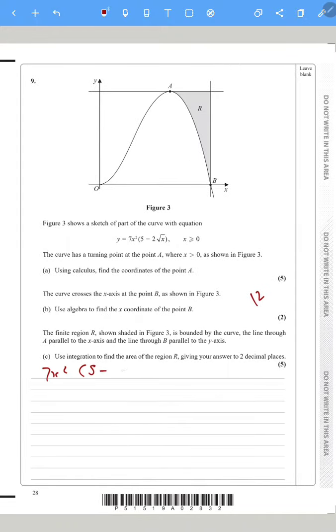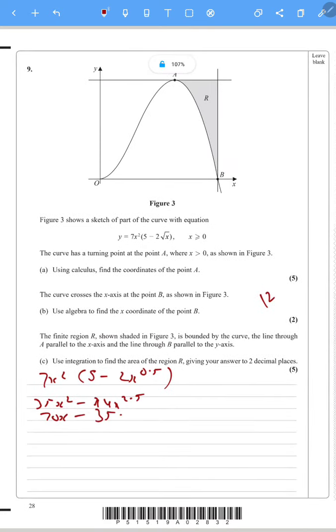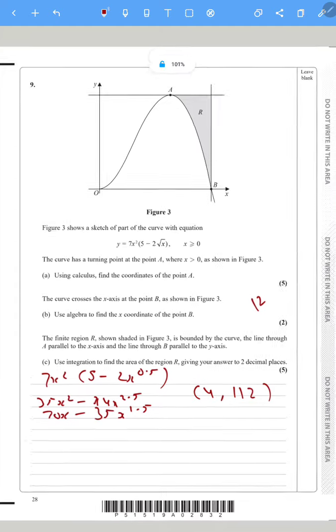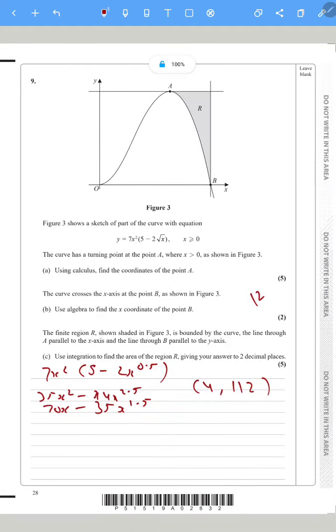7x squared of 5 minus 2x to 0.5, so that means your times that's 35x squared minus 14x to 2.5, so you integrate that, so that's 70x minus 35x to the 1.5 equals 0. Working out marks don't count, that's my challenge. So x equals, give me a number, 4. So x equals 4 and y equals 112. So use calculus, done that.